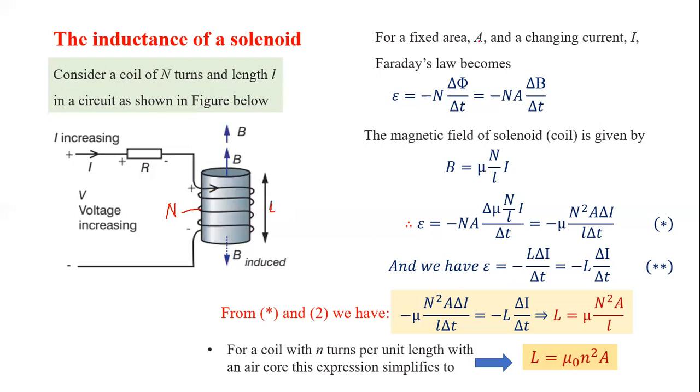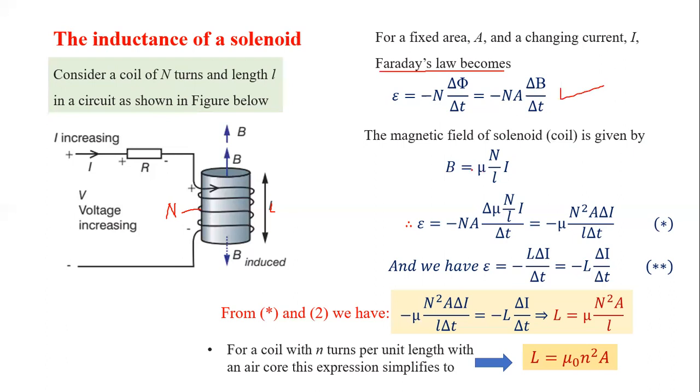For a fixed area, meaning this area is fixed and not variable, the magnetic field is passing through it. This is the main magnetic field, and this is the induced condition. According to Faraday's law, induced electromagnetic force is equal to minus N delta phi over delta t. Because phi is area times B, this is N A times delta B over delta t. This is Faraday's law.